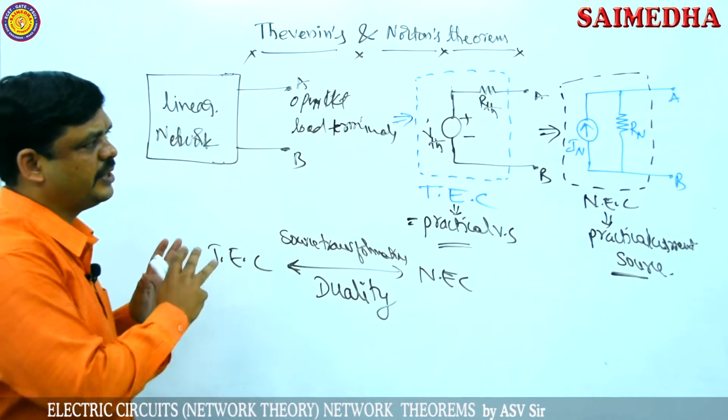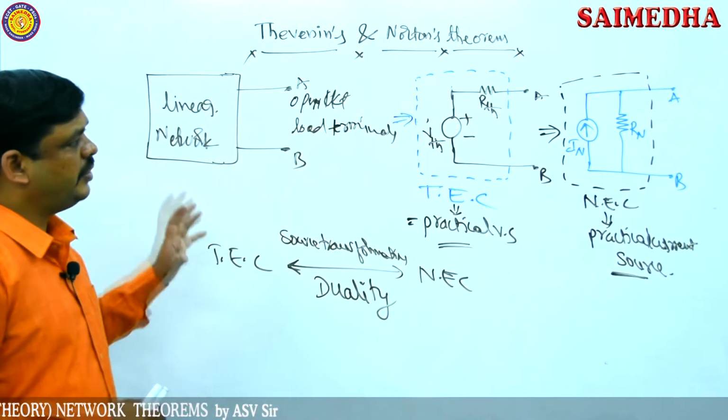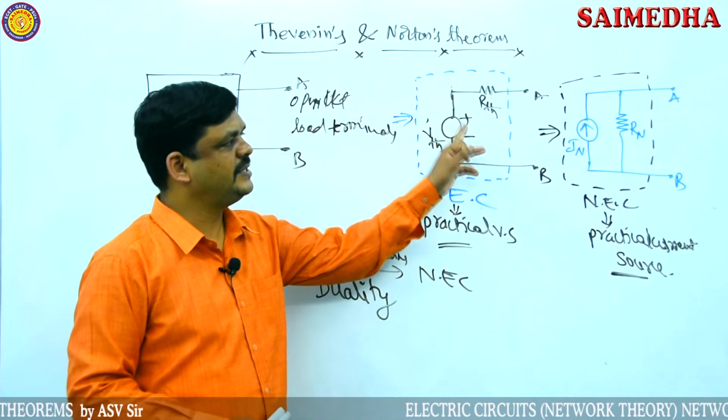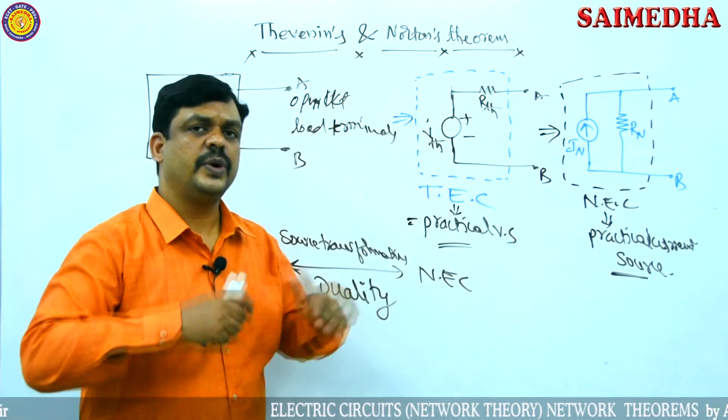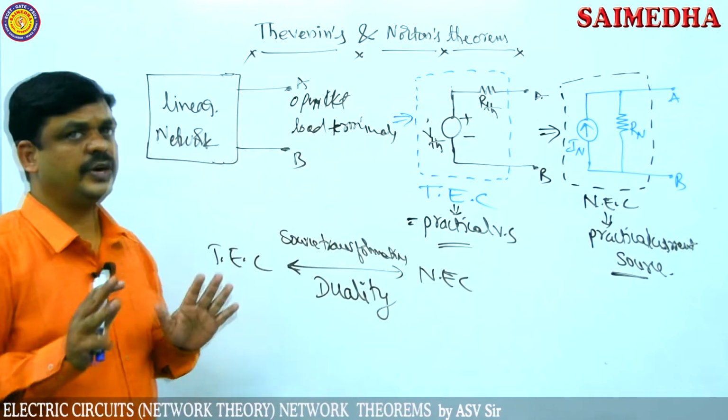So this gives the complete introduction of Thevenin's and Norton's equivalent circuits. Now we have to discuss what V Th, R Th, I N and R N are, and what the different methods are to find R Th and R N. All this also we have to discuss.